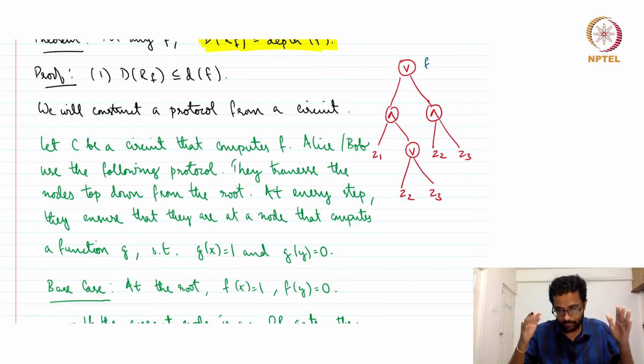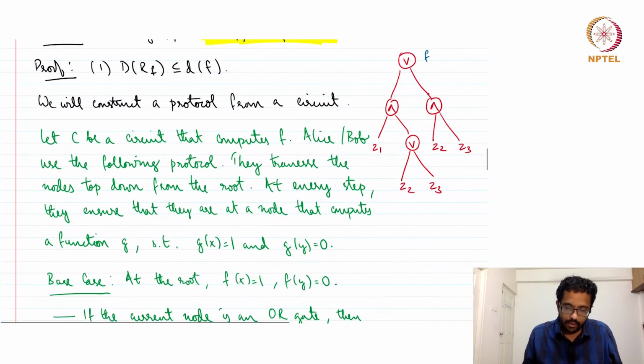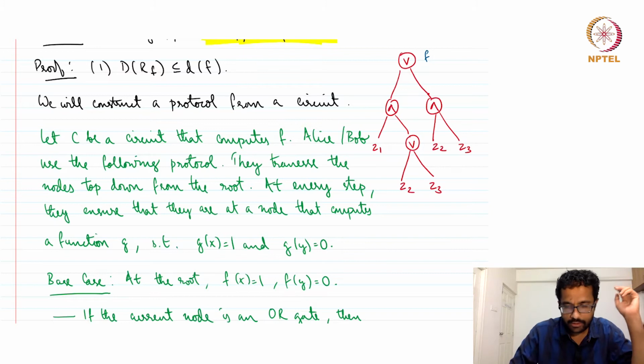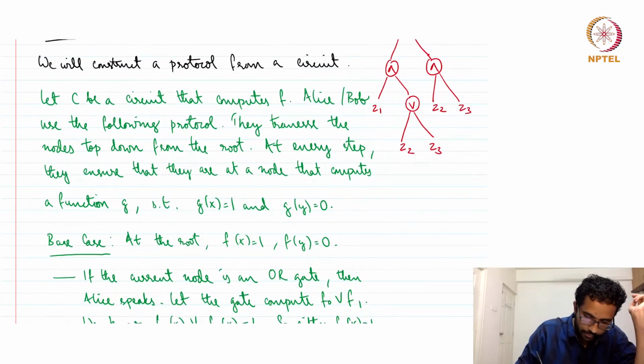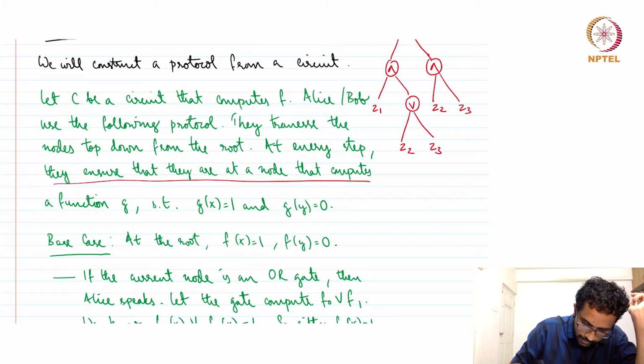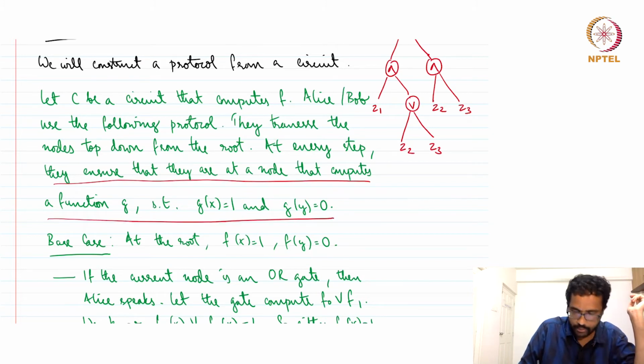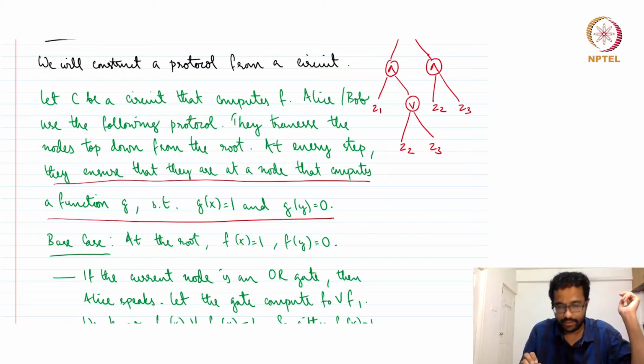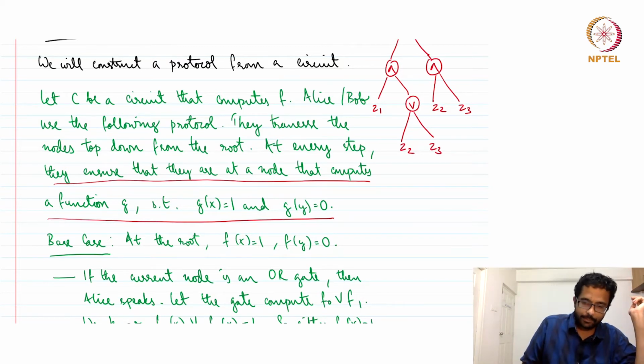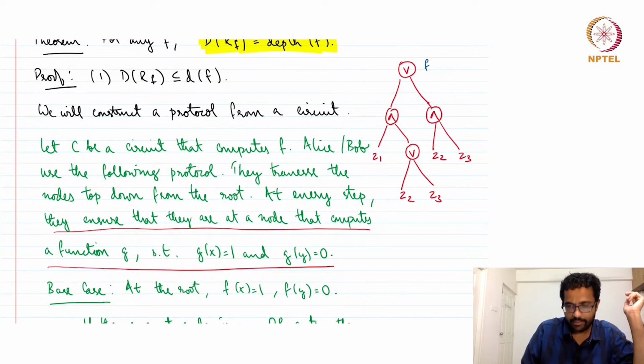It's a circuit of fan-in 2, right? So we want to say something about the children. We want to say that the children gates also satisfy this particular statement. This is the inductive claim. At every step, we ensure that we are at a node that computes a function g such that g of x is equal to 1 and g of y is equal to 0. Suppose the current node is an OR gate. In this case, the root node is an OR gate.